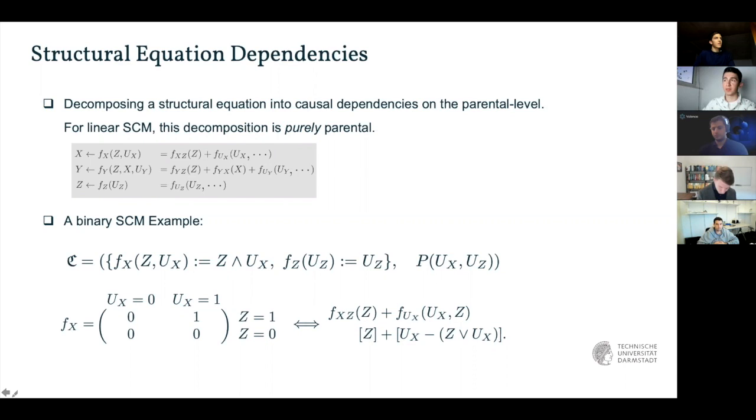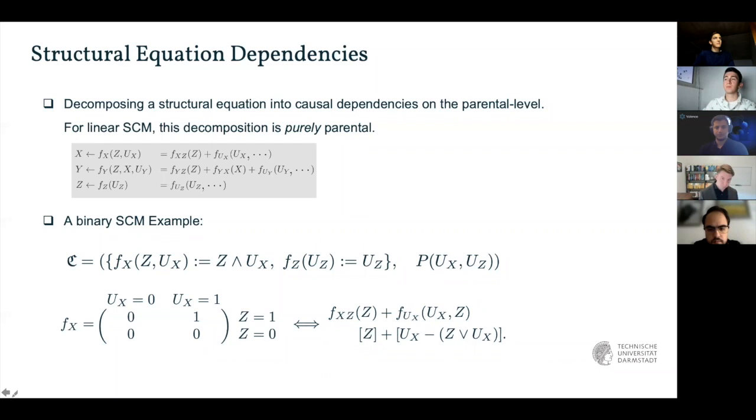And now if you look in the bottom row on the left side, you see now these four cases, right? So we look at binary variables, U_X either 0 or 1, and Z either 0 or 1. And obviously an AND operator will only fire if both are active, right? And so now on the right side, you can formulate this into this decomposition by, for instance, just having that term which is depending on Z be just the identity, and then the other term being this noise term minus the disjunction, right? So the OR operator.